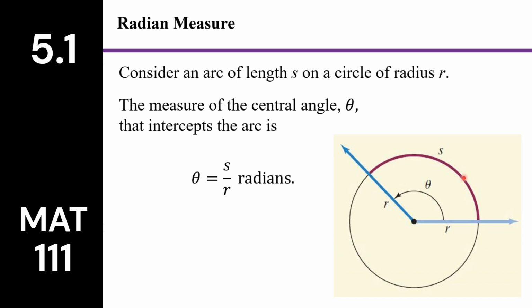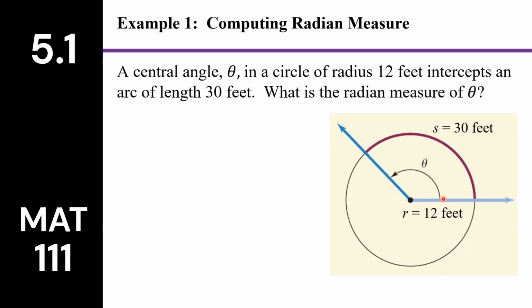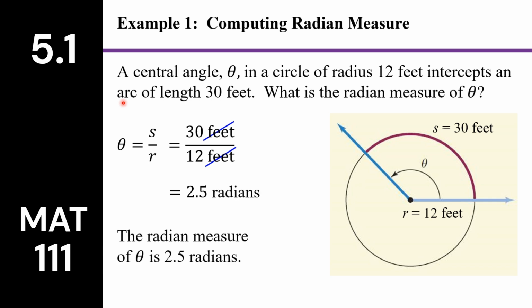Consider an arc of length s on a circle with radius r. The radian measure of that angle is given by s divided by r. In this example, we have a central angle theta in a circle of radius 12 that intercepts an arc of length 30 feet, and we want to find the radian measure of theta. We use our formula, theta equals s over r, so that gives us 30 feet over 12 feet. The feet can cancel, which reduces to 2.5, and this is measured as 2.5 radians, so the radian measure of theta is 2.5 radians.